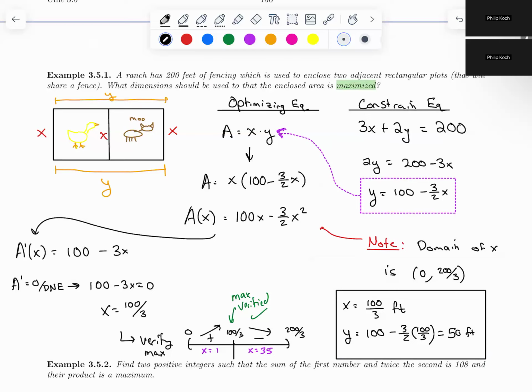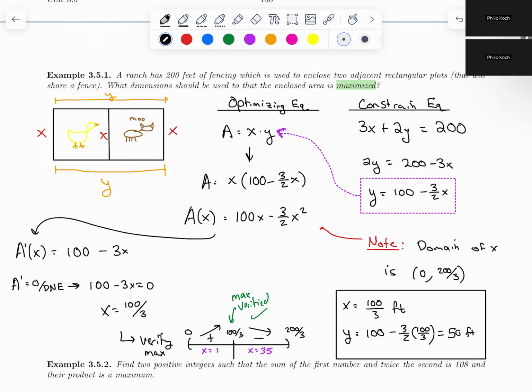Any questions on that? Yes, Bailey. So the answer is just x equals blank and y equals blank. There's no other notation for it, that's it.